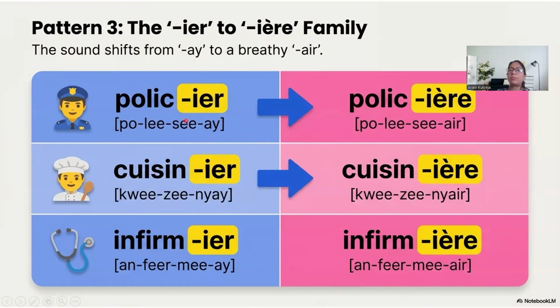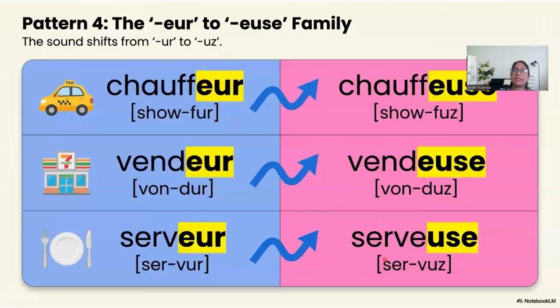We'll do the pronunciations once again. Keep on repeating. Policier, policière. Cuisinier, cuisinière. Infirmier, infirmière. Correct.